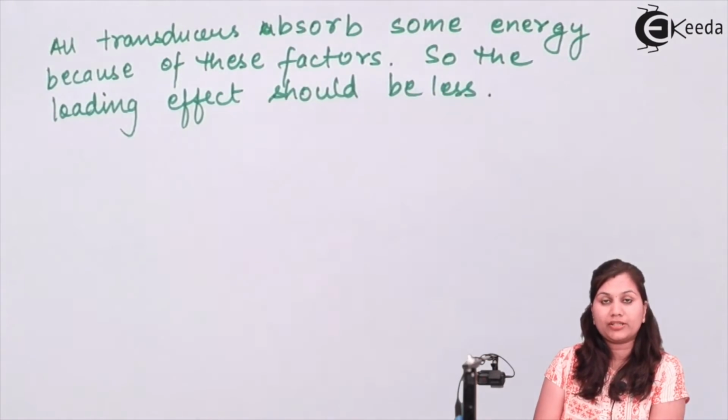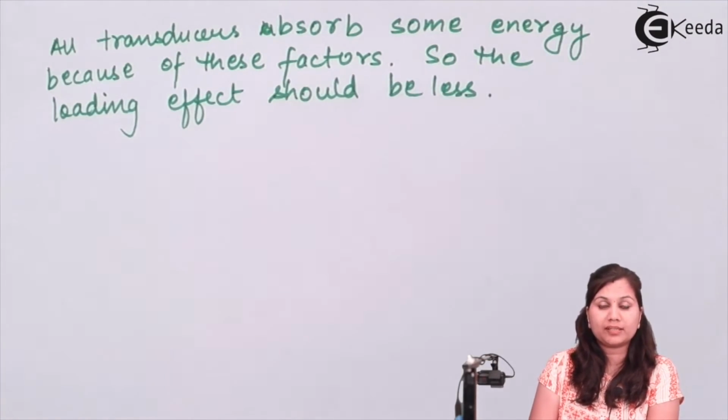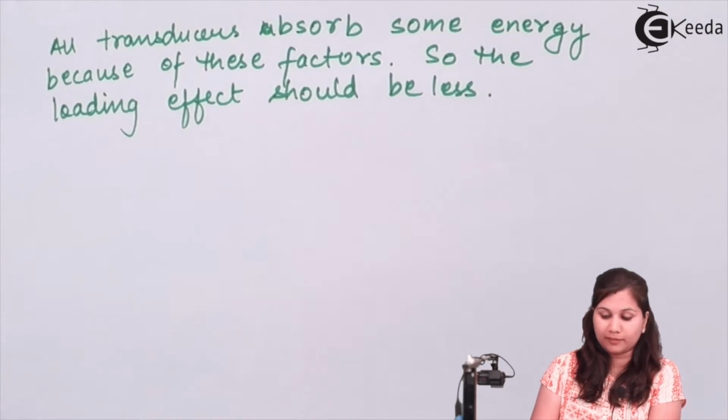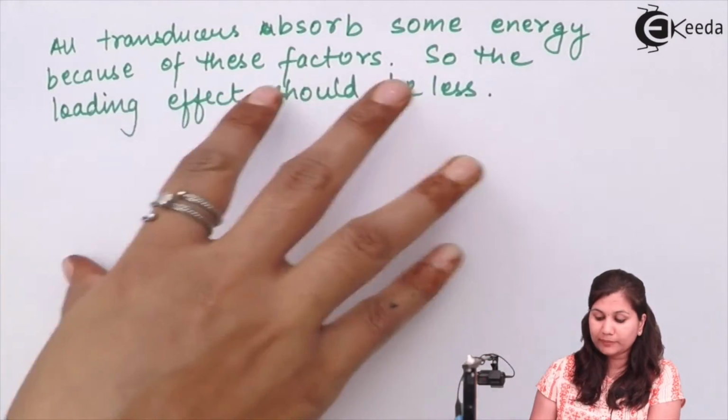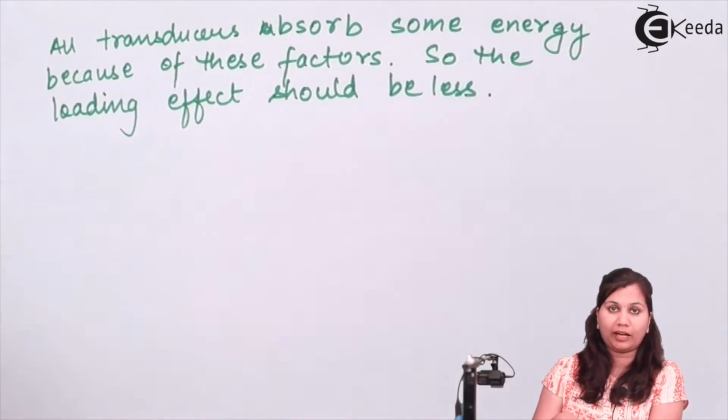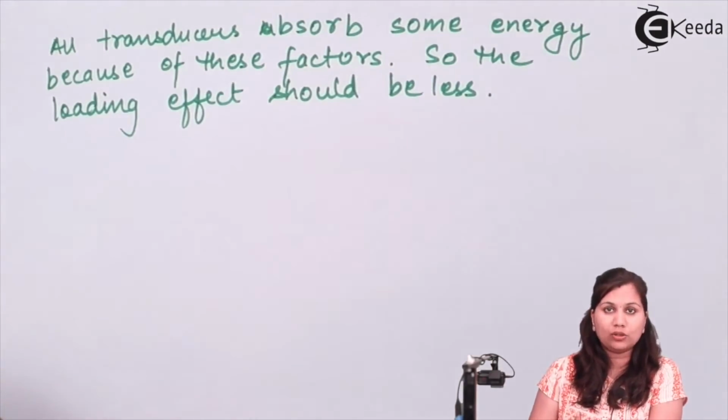Whenever a transducer is used in a measurement system, it should have very little loading effect on the other instruments or devices used in the system, because the transducer has the property that it can absorb some energy. Because of these factors, it should have very little loading effect.